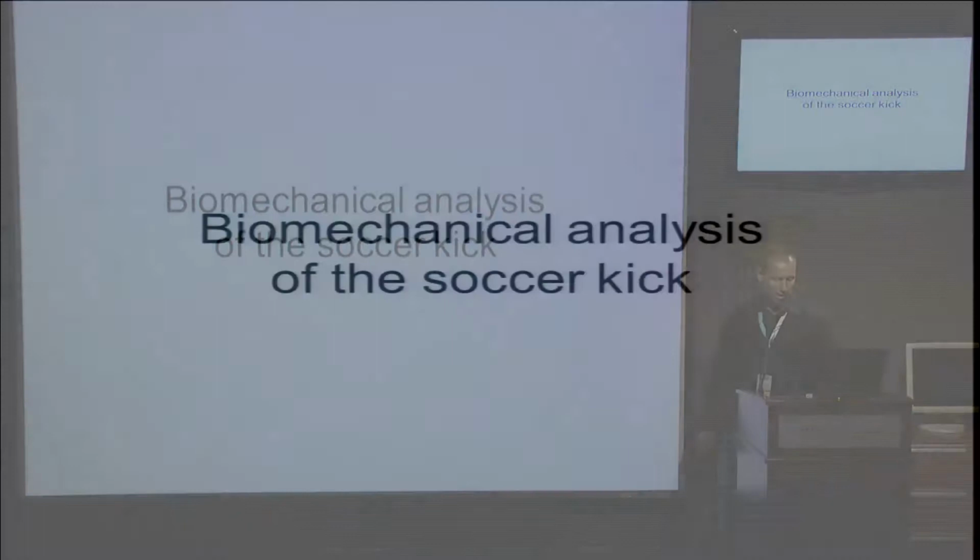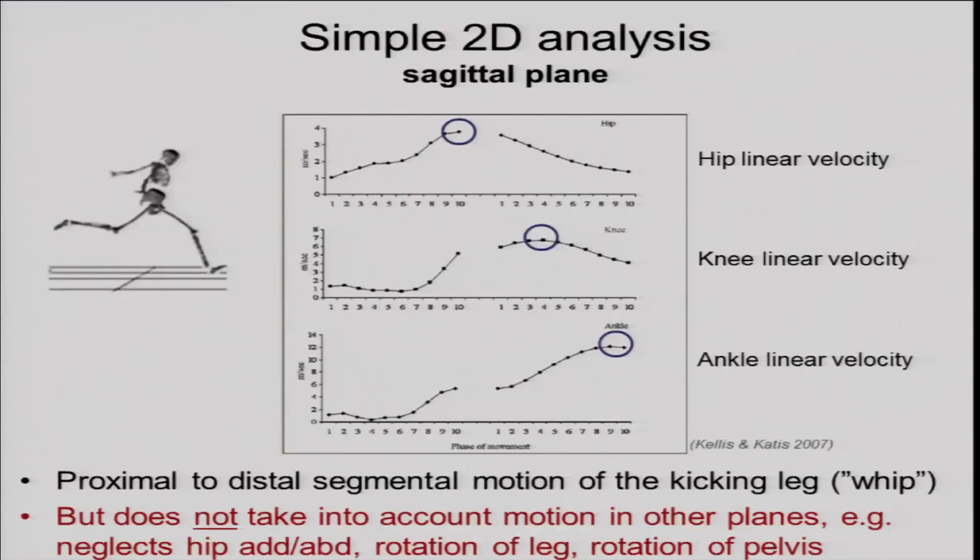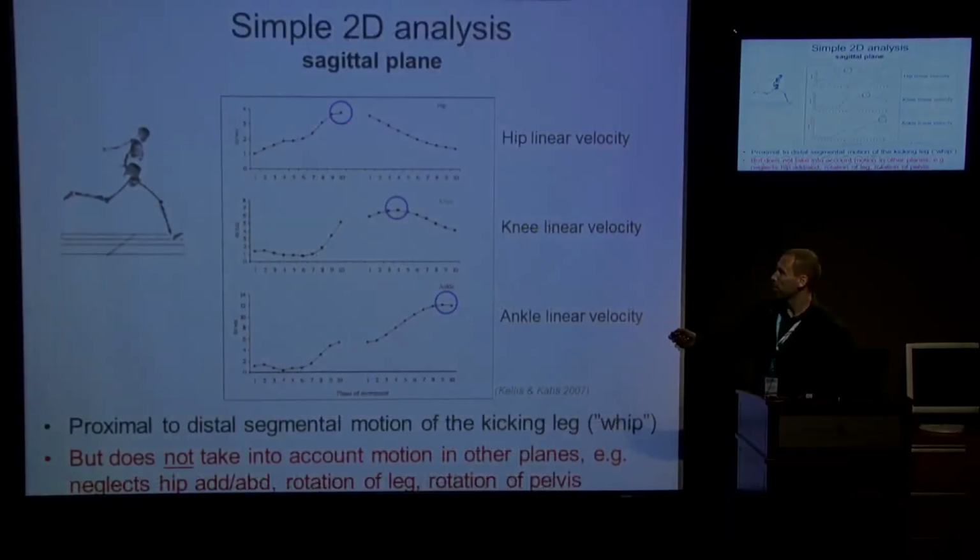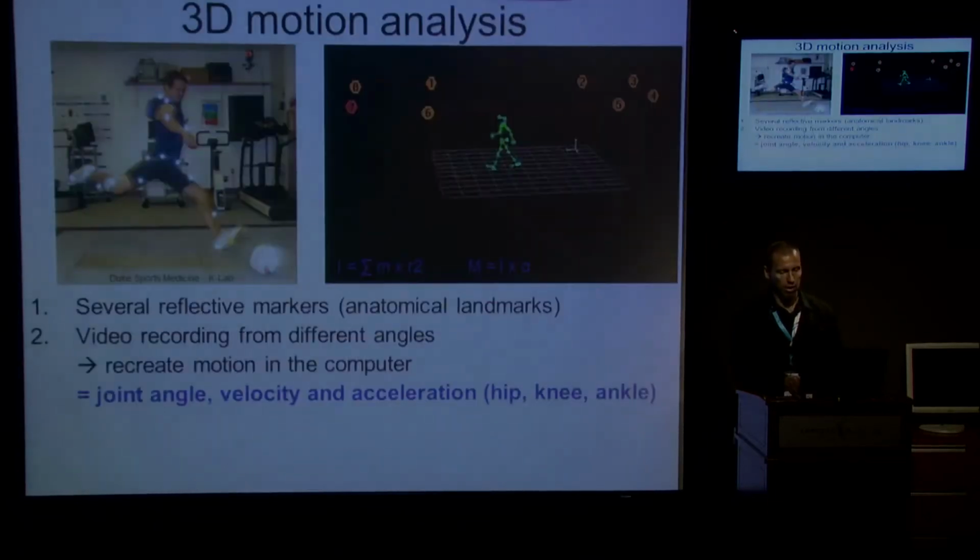So, biomechanical analysis. Some of the first work in this field was simple 2D analysis in the sagittal plane, showing that the kick occurs in a proximal to distal segmental motion, initiating with the hip peaking in velocity, and then the knee, and then the ankle, and so on, like a whip movement. But this doesn't take into account movements in the other planes, like abduction, adduction, rotation of the leg, and so on. So that's why we need three-dimensional analysis.